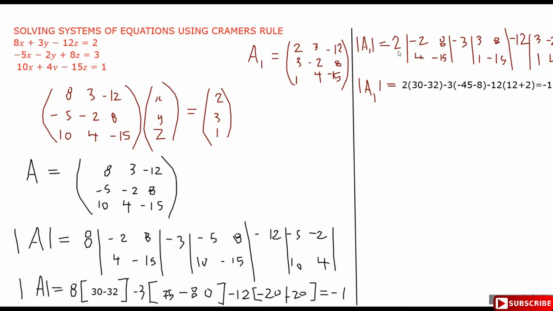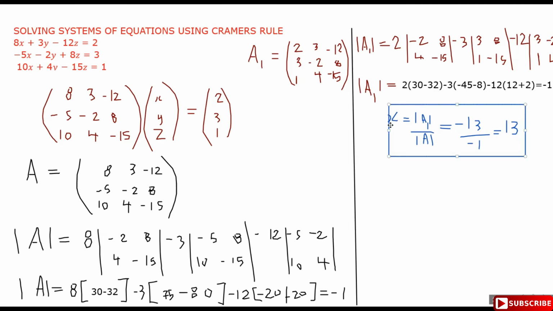So what we're saying now is x is the determinant of A1 over the determinant of A. So x is equal to negative 13 over negative 1, which works out to be 13. So we get one part of the solution already. Can put a box around it, x equal 13. This is Cramer's rule. Yeah, man, beautiful. Nice, x equal 13.